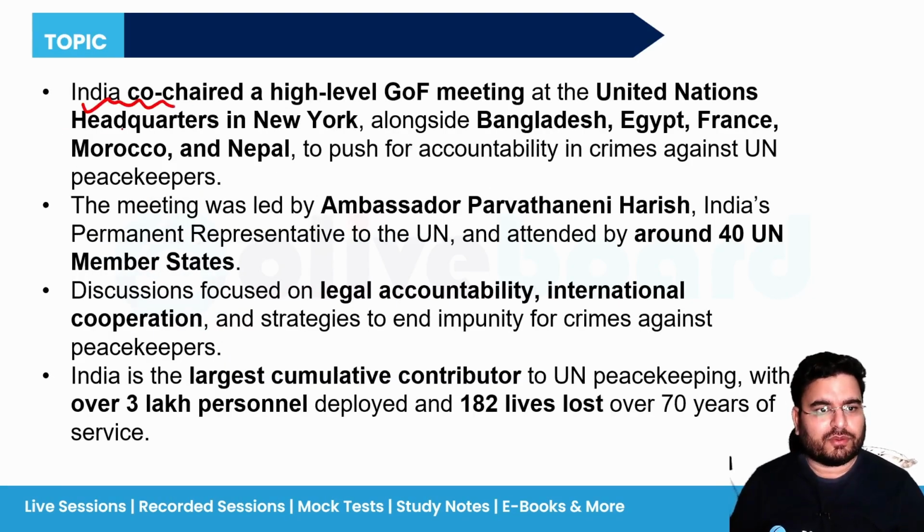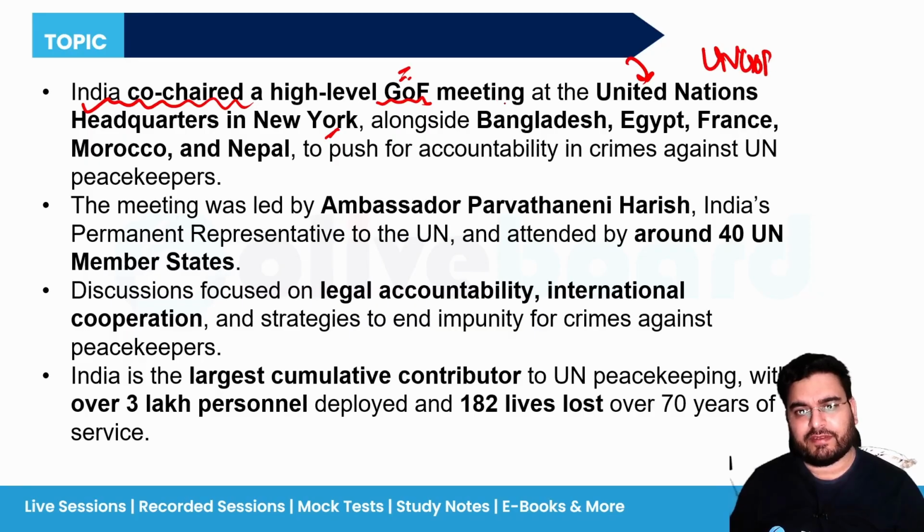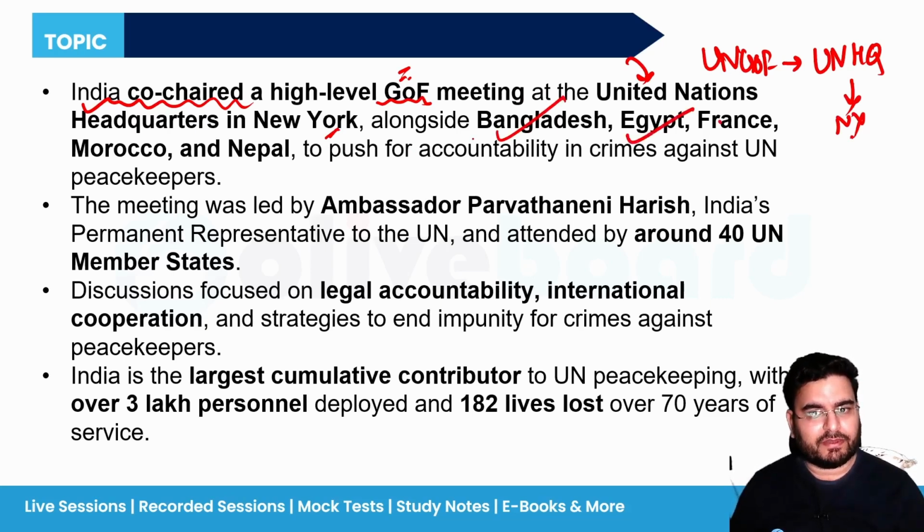So India has co-chaired the high-level group of friends meeting at the United Nations headquarters in New York. So United Nations group of friends meeting, where was it held? It was held at United Nations headquarters, which is in New York. Number one. And which countries co-chaired along with India? Bangladesh, Egypt, France, Morocco and Nepal. Please remember this thing.